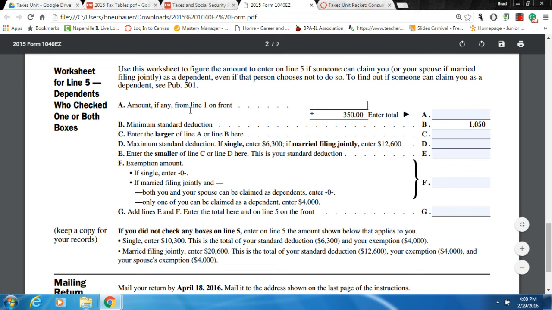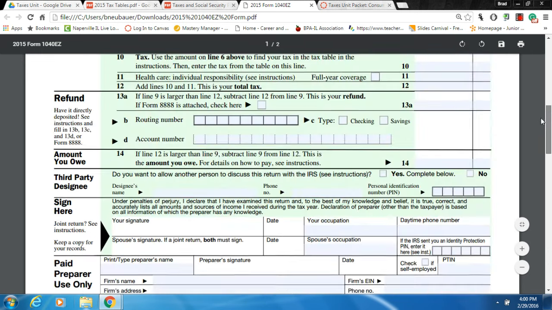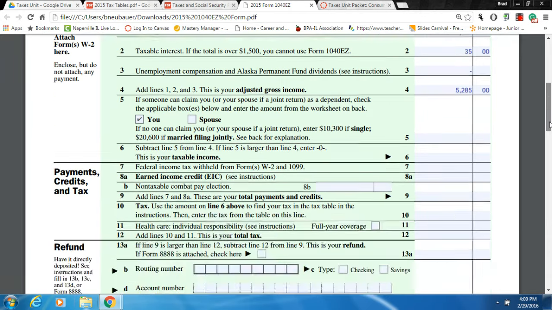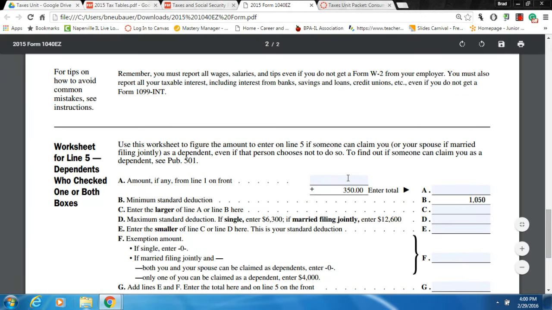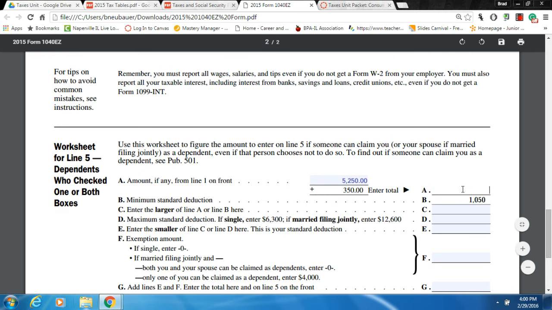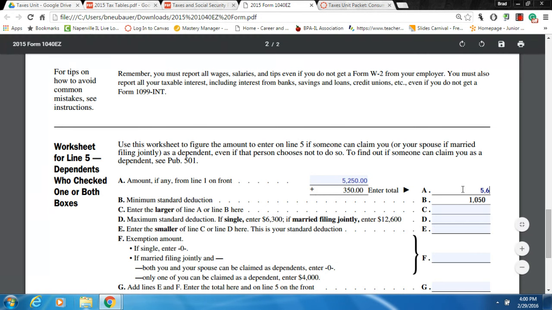So it tells you amount, if any, from line 1 on the front. Well, if you scroll back up and look, line 1 is $5,250. Okay, so we will put $5,250. You're going to add $350 to that. That's now going to give you $5,600.